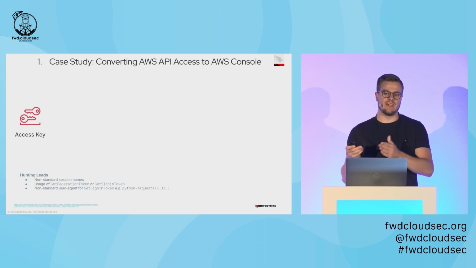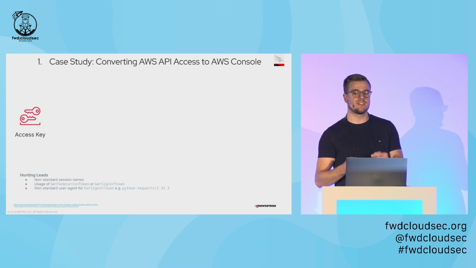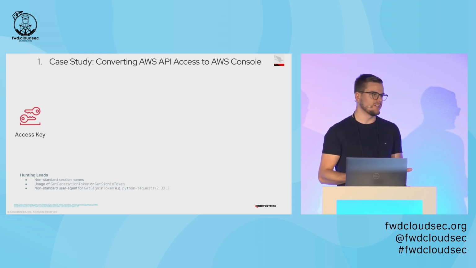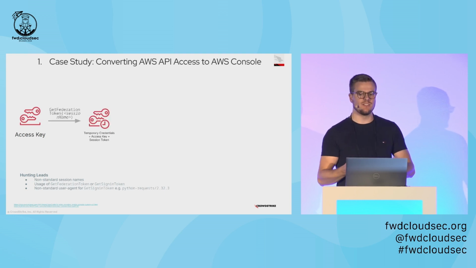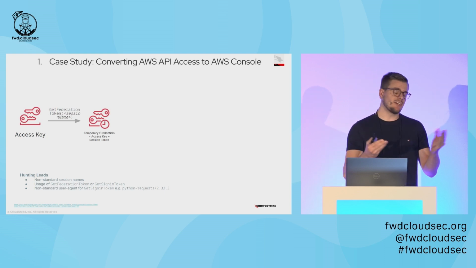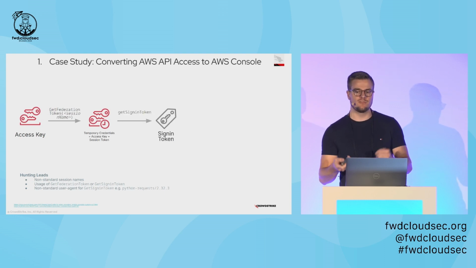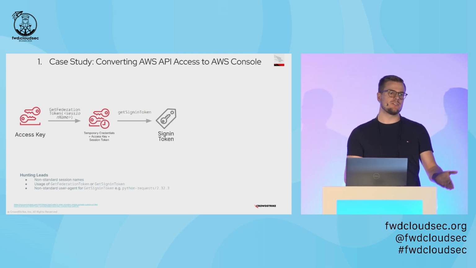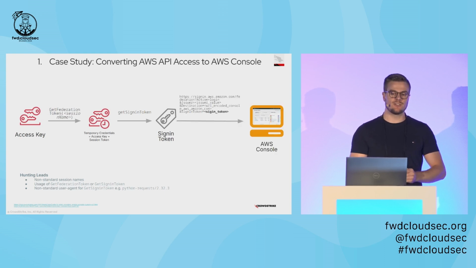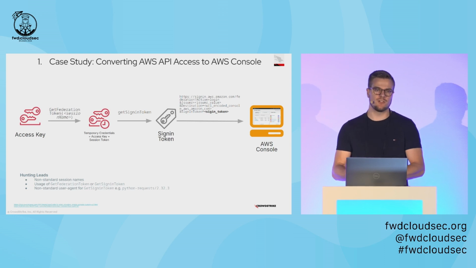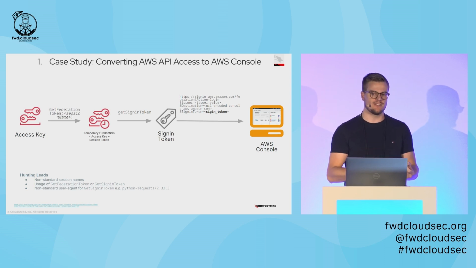To convert their API access to console access, the threat actor first had to get temporary credentials. In our case, they used GetFederationToken, but they could also have used the AssumeRole call. Then, using these temporary credentials, you can request a sign-in token from the AWS federation endpoint. And once you have this sign-in token, you can construct this URL that, when visited, logs you in directly into the AWS console without prompting you for any additional creds.